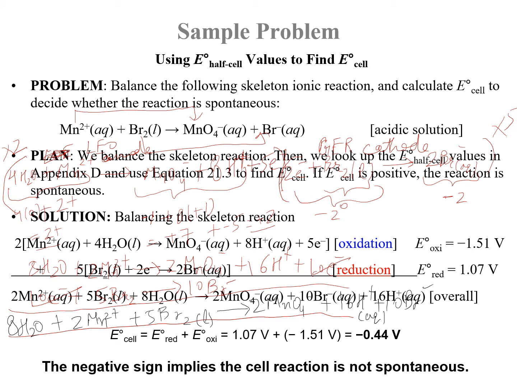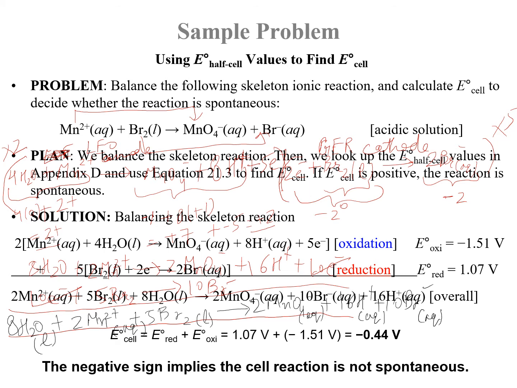Perfect. All the ions are aqueous, and water is liquid. All right, that's my balanced reaction. Now the question was asking, is this reaction spontaneous or not? So if this is the reaction that is happening, it is telling me this is happening at anode and this is happening at cathode. So what do we do?